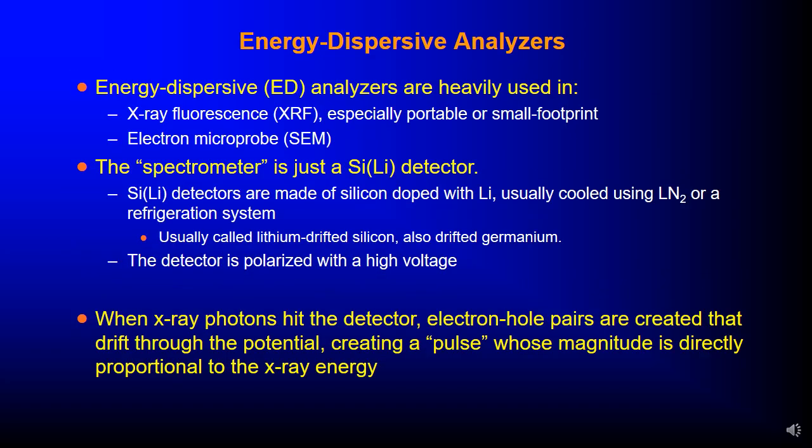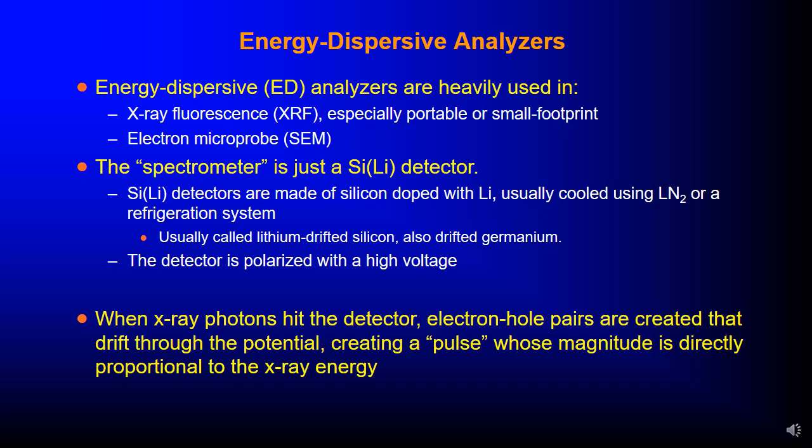So energy-dispersive analyzers. Energy-dispersive analyzers are heavily used in X-ray fluorescence, especially portable or small-footprint ones, like in the scanning electron microscope. The spectrometer is just a silicon-lithium detector.